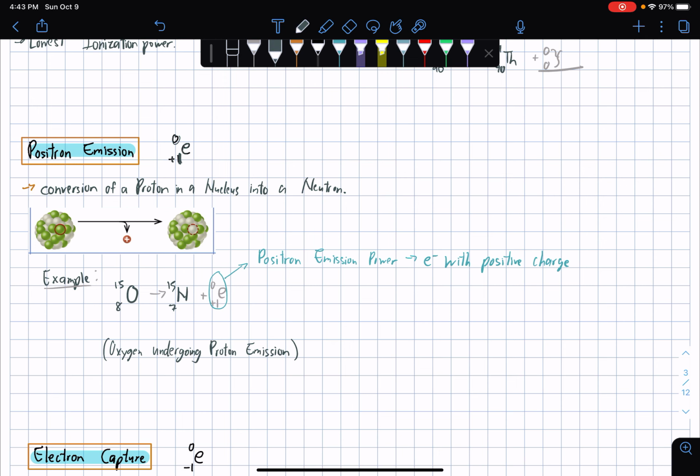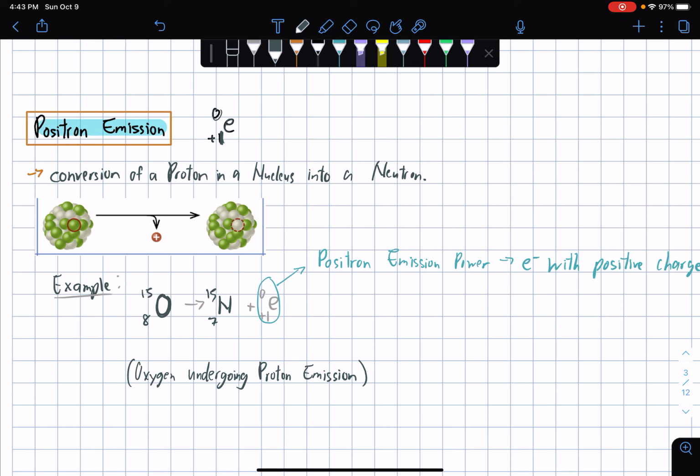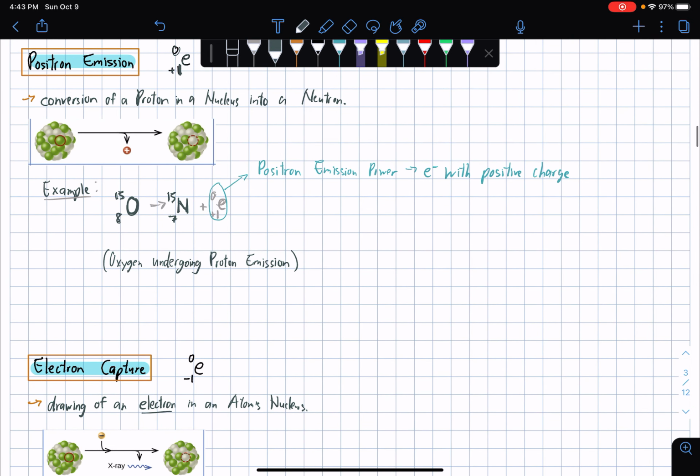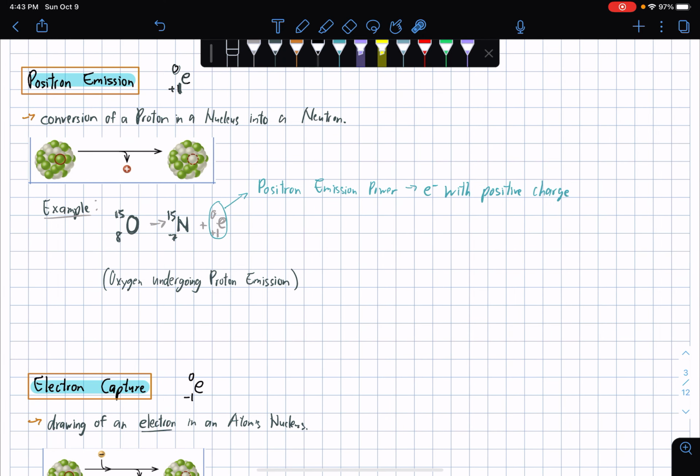So, for example, as you can see here, we have oxygen, atomic number of 8, atomic mass of 15. It turns into nitrogen, whose atomic number is 7, and the atomic mass is 15. If you put a positron emission, this is actually the perfect reactant that makes the product what it actually is. Since 7 plus 1 is 8, 15 plus 0 is still 15. So, yeah. This example is basically an oxygen undergoing positron emission.